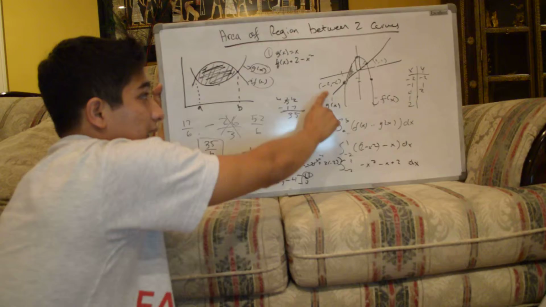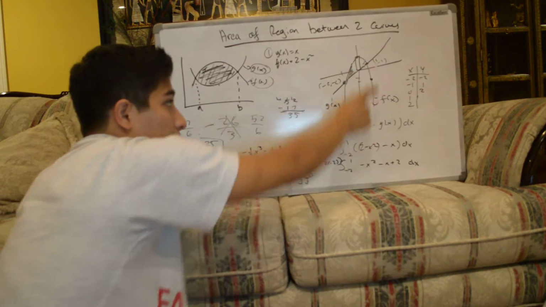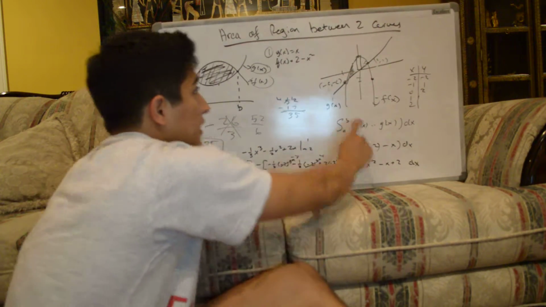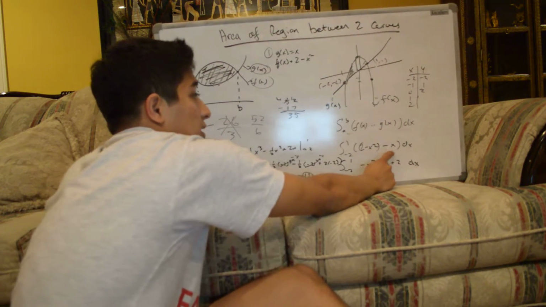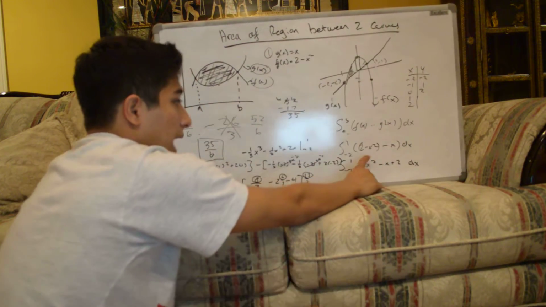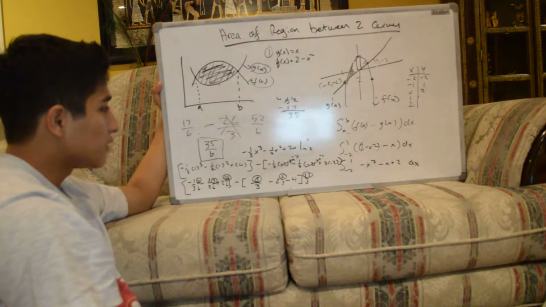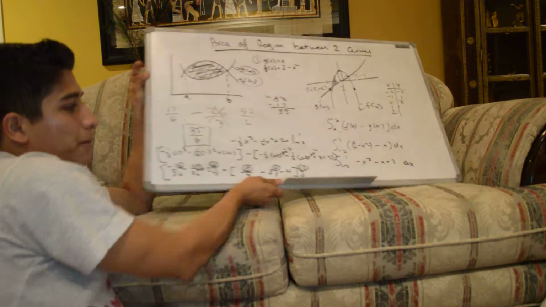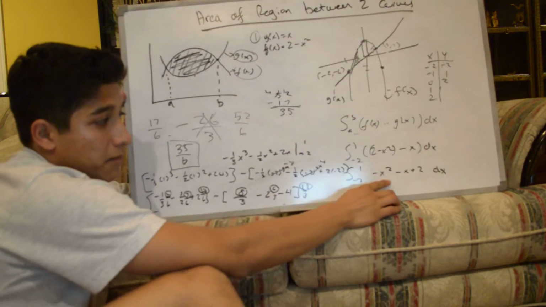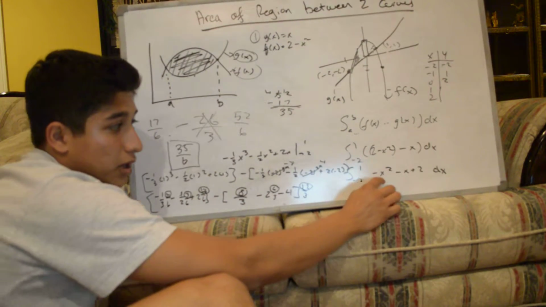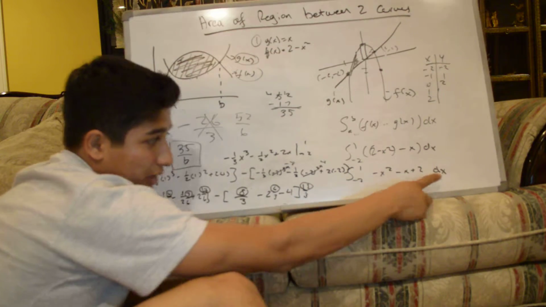So your lower limit was negative 2, your upper limit was 1. And then f of x, you just copy paste from over here, and then g of x, copy paste. And then from there was the messy work, the algebra that we had to figure out. So over here, I just simplified: integral from negative 2 to 1 of negative x squared minus x plus 2 dx.